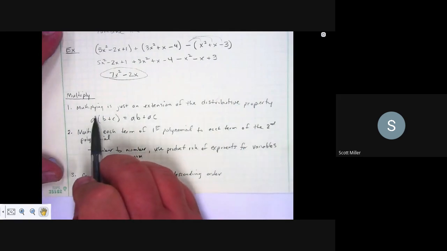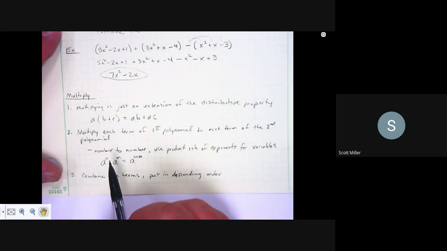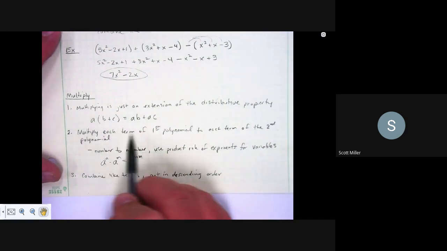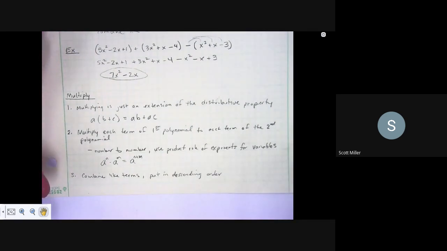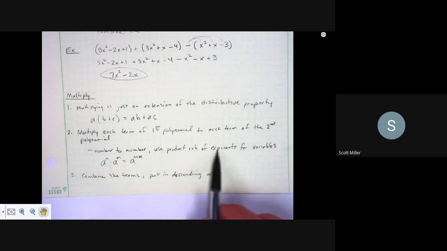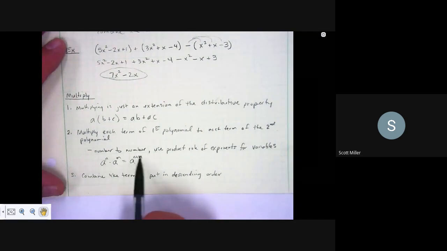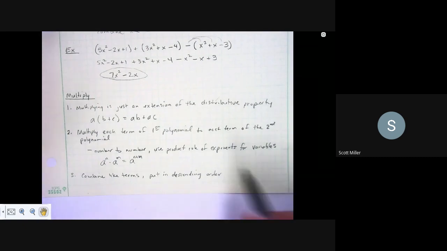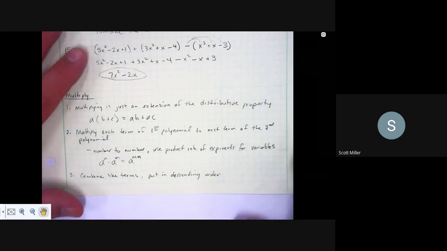Illustrating it again right here: A times B plus A times C. What you're going to do for multiplying is multiply each term of the first polynomial to each term of the second polynomial. You multiply numbers to numbers, and then you use the product rule of exponents for the variables. Meaning, I'm multiplying things together, so I would add the exponents. When I've done all that, then I can combine like terms and put it in descending order, which is the proper form for polynomials.